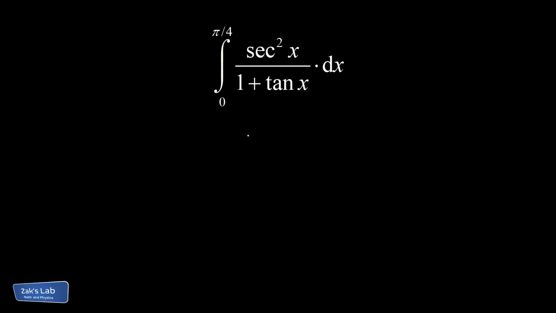Well, this is exactly what natural log functions do. I can immediately recognize that this is the natural log of the absolute value of that denominator. And then we have to evaluate from 0 to pi over 4.